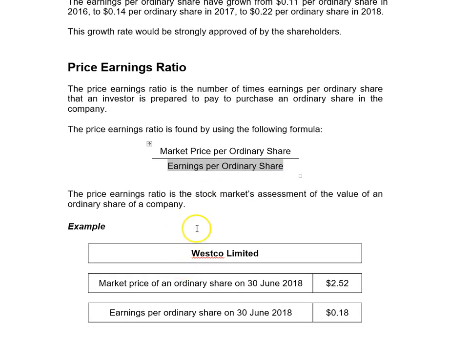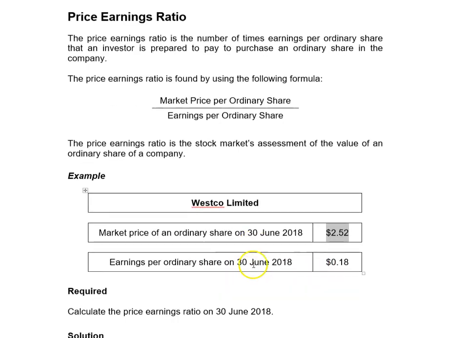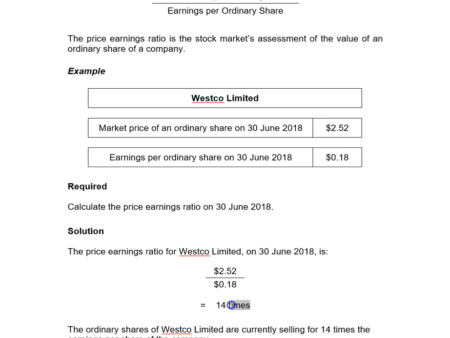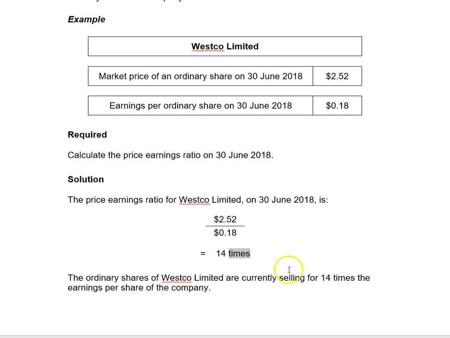Let's say you already have your earnings per ordinary share at 18 cents, then your market price is $2.52. You just need to divide these two, you get 14 times. Note that the unit for this answer is also in times. So what it means is that the ordinary shares of this company are currently selling at 14 times the earnings per share.